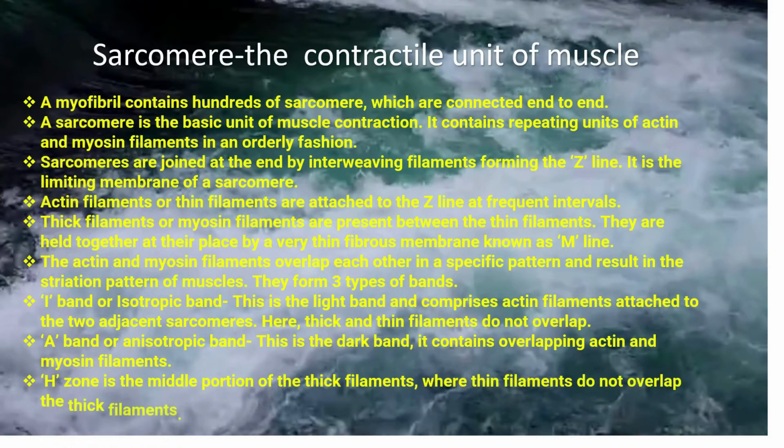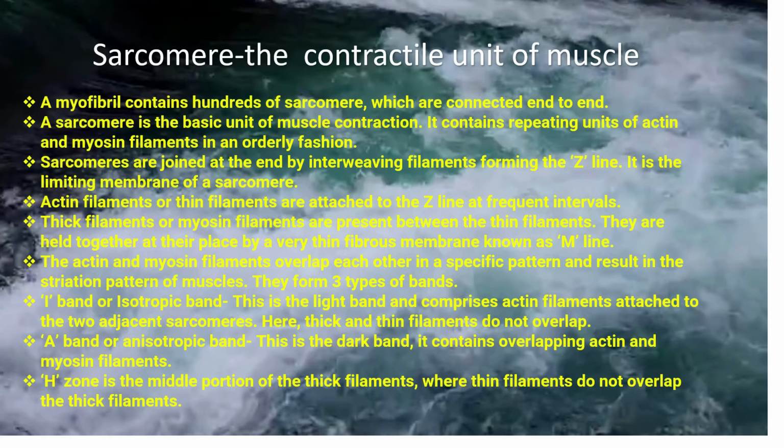It is the limiting membrane of the sarcomere. Actin filaments, or thin filaments, are attached to the Z line at frequent intervals. Thick filaments, or myosin filaments, are present between the thin filaments. They are held together in their place by a very thin fibrous membrane known as the M-line. The actin and myosin filaments overlap each other in a specific pattern, and result in the striation pattern of muscles.